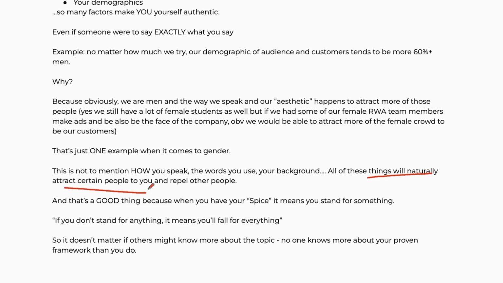You are going to earn your slice of the pie as long as you are being authentic, and as long as you are doing the work to earn your frameworks. As long as you're doing that, the people in the marketplace who resonate with you and your messaging will come to you, and the people who don't will not. They'll find somebody else in the same space who they resonate with more. And that's a good thing, because you want your spice to actually stand for something. Because if you don't stand for anything, then you'll fall for everything, right?